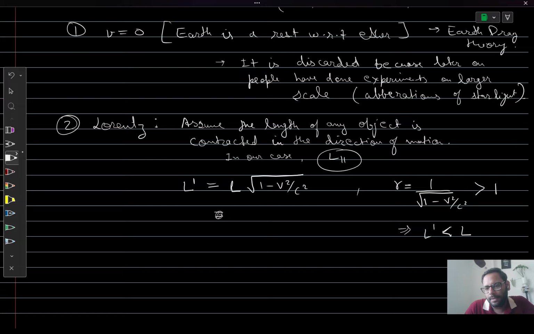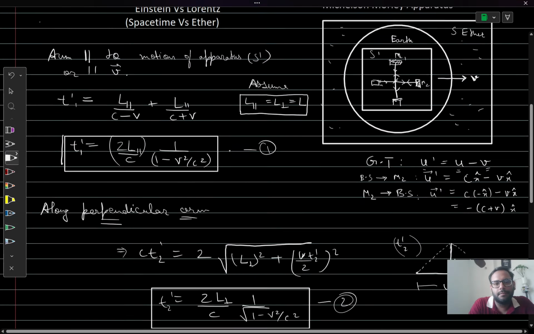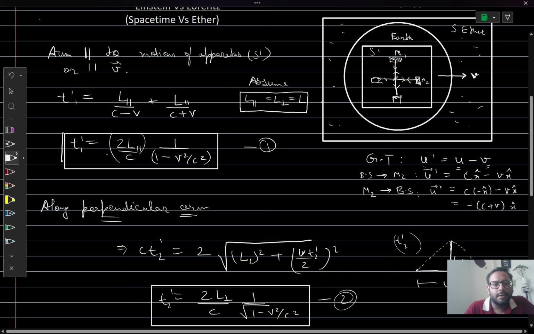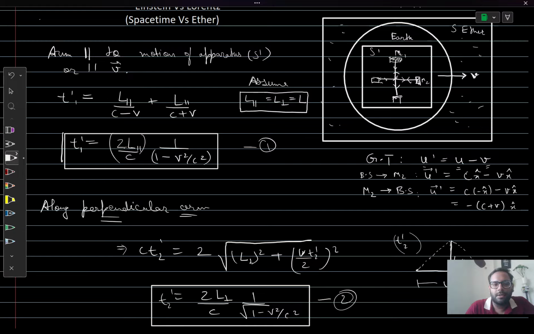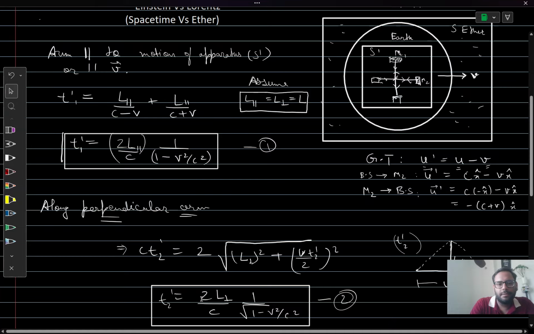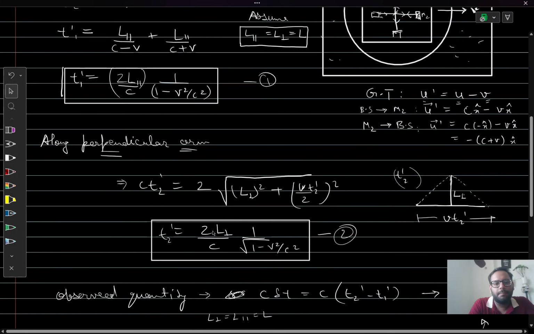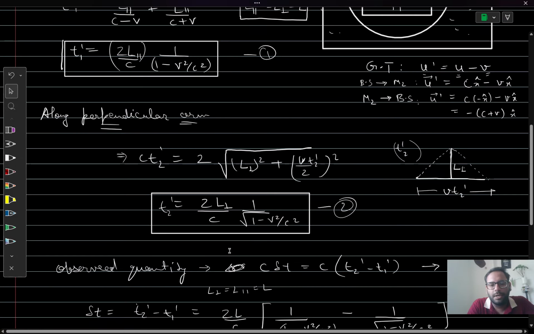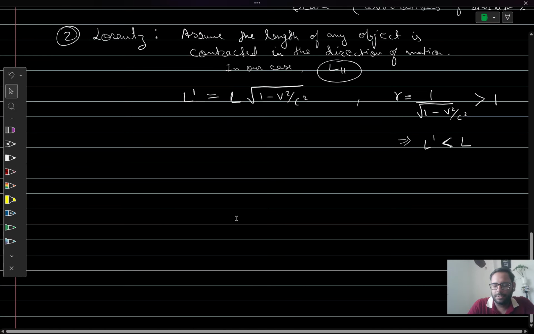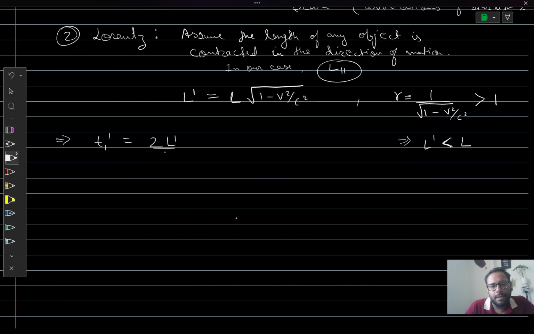L dash. L is greater than L dash. Okay, so if we assume this, you will see what will happen. Here you will replace it by L dash, and you will keep the L perpendicular because there is no effect in the perpendicular direction. So you will find that T1 dash will be equal to 2L prime by C.